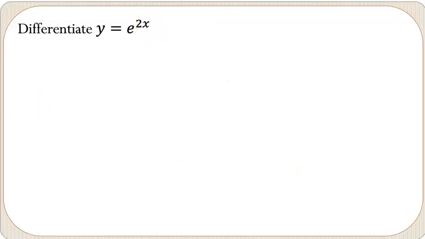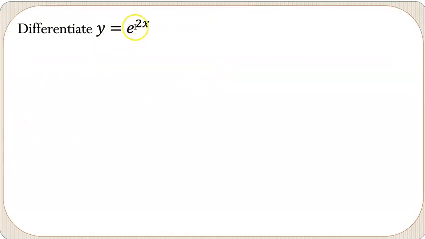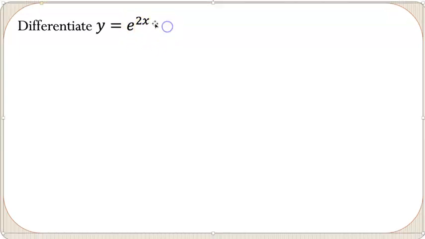Alright, so here we continue with our special cases. For our special cases, if you differentiate e to the x, you get back e to the x. So let's look at the chain rule now with the special cases. So here the special case is that we have e raised to the power 2x. So it's being raised to a function 2x. So we have the small function 2x within the big function e to the 2x. So the first step is differentiate the big function e to the 2x.